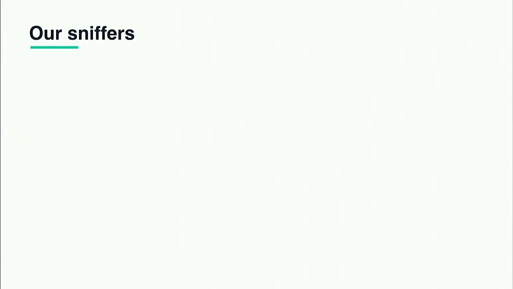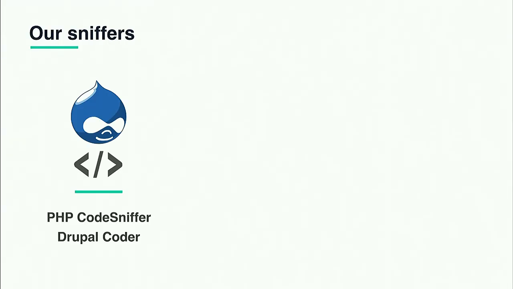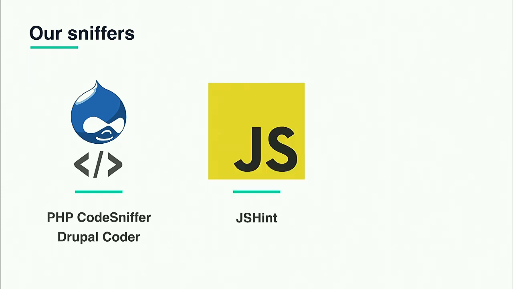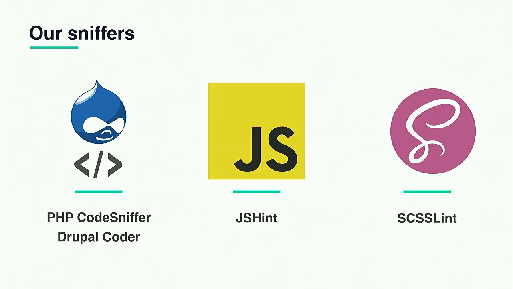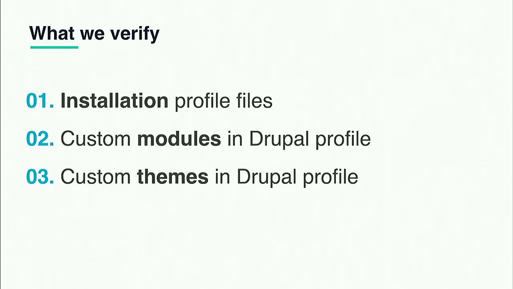In our case, we've had PHP Code Sniffer, Drupal Code Sniffer from the Drupal Coder module, JSHint in order to check JavaScript code, and SCSS Lint in order to take a look at how our theme was built, and try to write it in the right way.